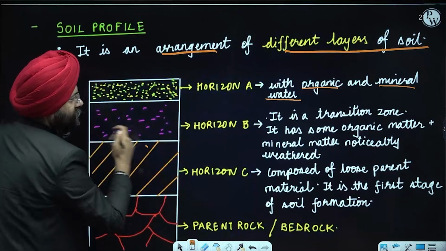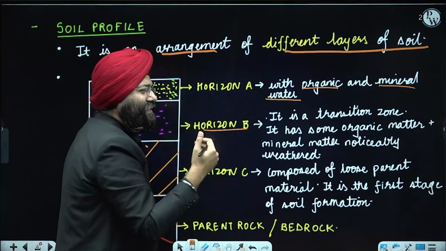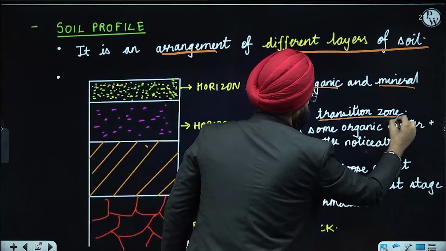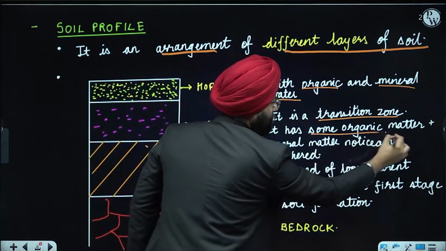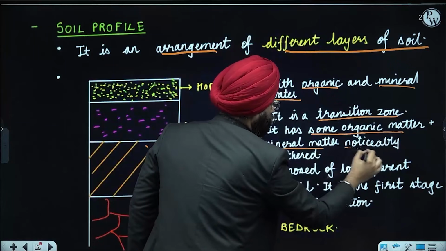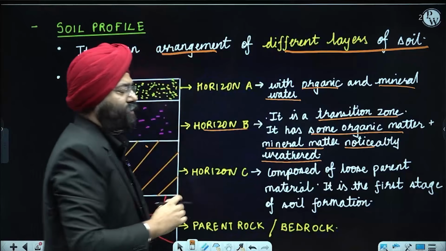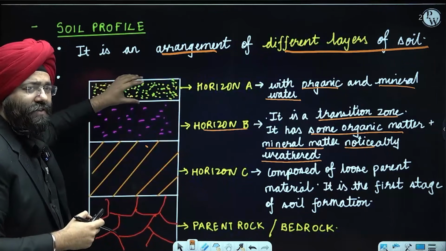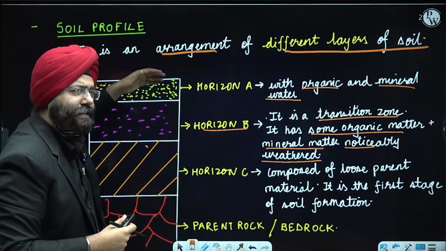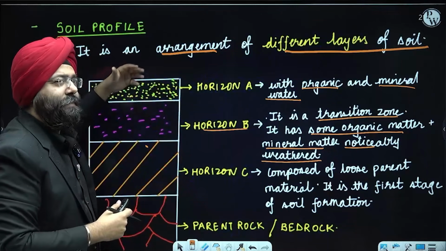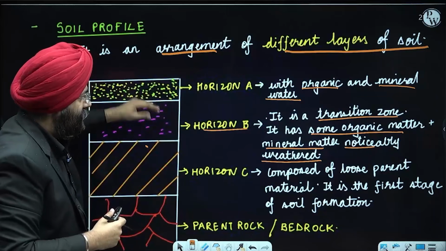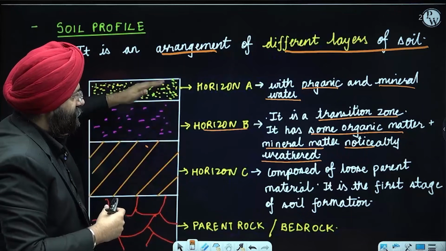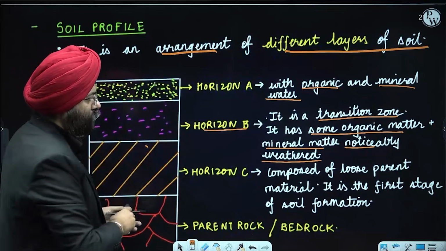Below this is the horizon known as horizon B. Now, this is a transition zone where you will find some organic matter and mineral matter noticeably weathered. So this is again a transition zone between this particular horizon A, where you see the roots of various plants and all, perceptible to human beings also, and the horizon below that. This is a transition between horizon C and horizon A. So what is horizon C?